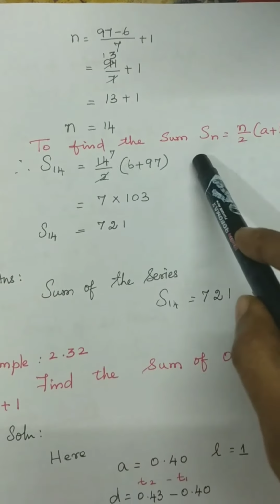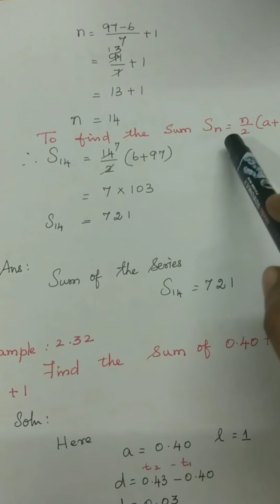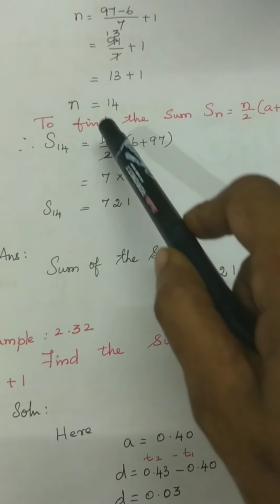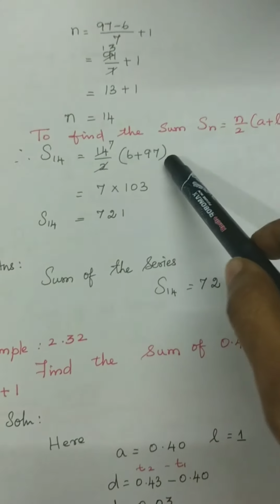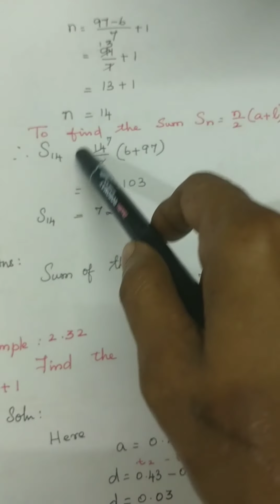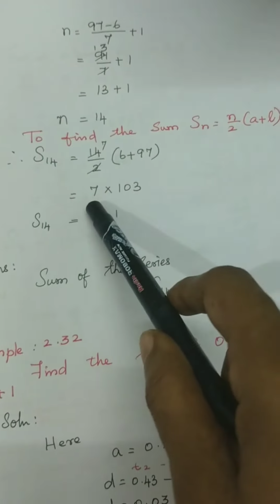To find the sum, as I already said, n by 2 into A plus L. So we are substituting 14 by 2 into 6 plus 97. Then 103 into, we are cancelling these two, then 7.